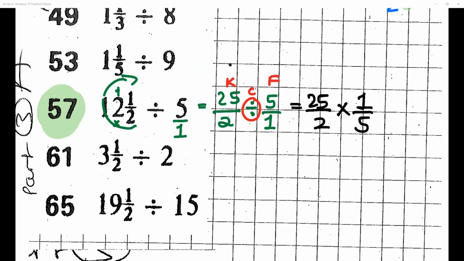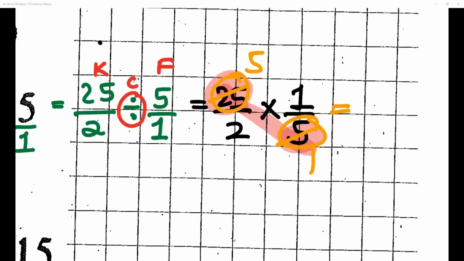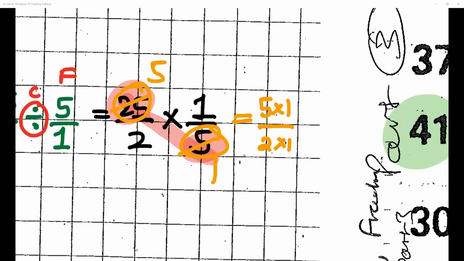Yeah. Okay, which way can we cancel? Which diagonal? You can cancel 25 and 5. And they both come in the times table of 5, so they will both divide by 5. What do you get now? And then since 2 and 1 can't divide, you can multiply them and it will become 5 over 2. Now what kind of fraction is that? It's a top-heavy fraction.